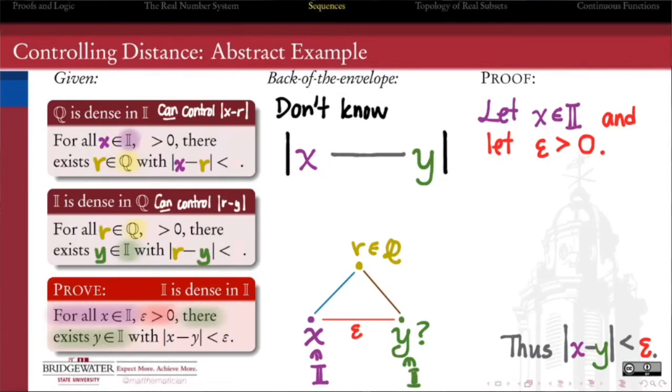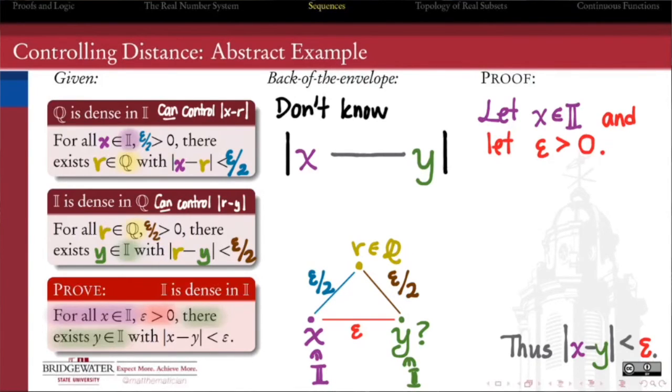If we want the distance from x to y to be less than epsilon, it would be awesome if we could get each of those other distances that we can control to be less than 1/2 epsilon. And we can do that because those density theorems tell us that no matter how small a distance we want, even if that distance is epsilon over 2, we can find, respectively, a rational number within an epsilon over 2 reach of x, and subsequently an irrational within an epsilon over 2 reach of r.